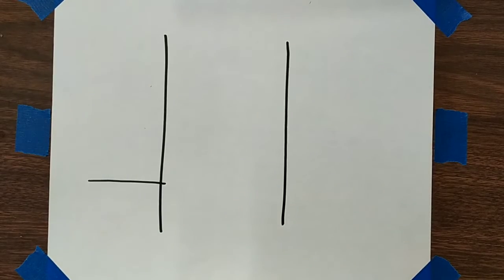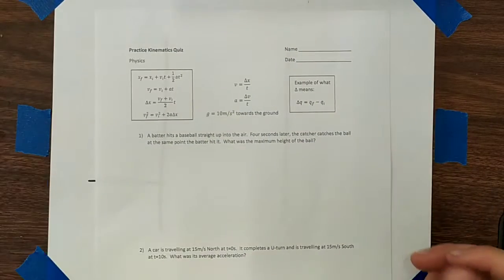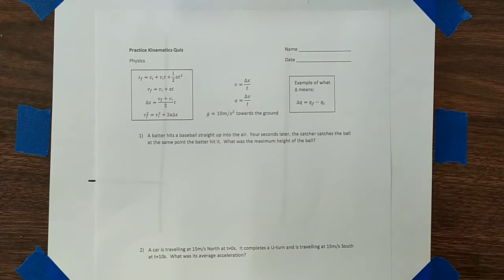Okay, so this is the first question on the practice quiz. It says a batter hits a baseball straight up into the air. 4 seconds later, the catcher catches the ball at the same point the batter hit it. What is the maximum height of the ball?